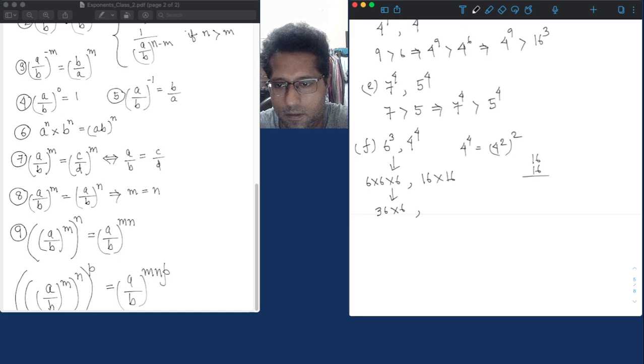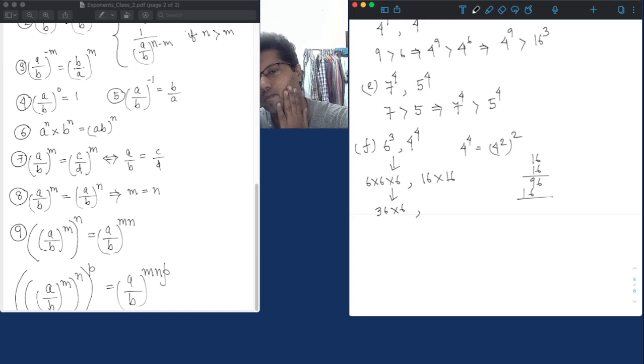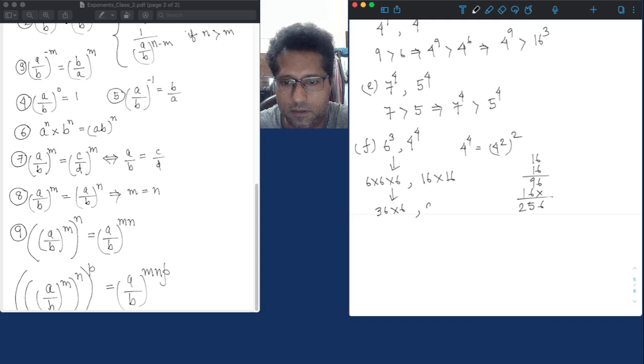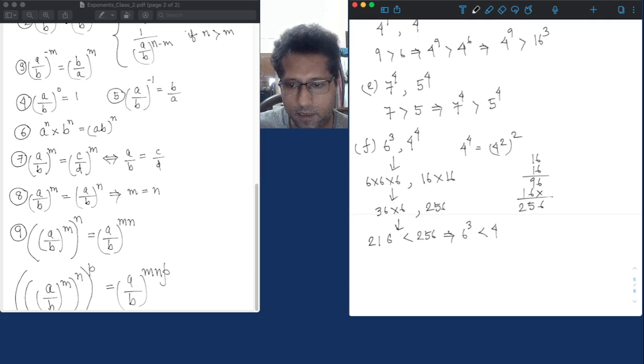16 into 16 is 256, and 36 into 6 is 216. So 216 is definitely less than 256. This implies 6 cube is less than 4 to the power 4. Okay.